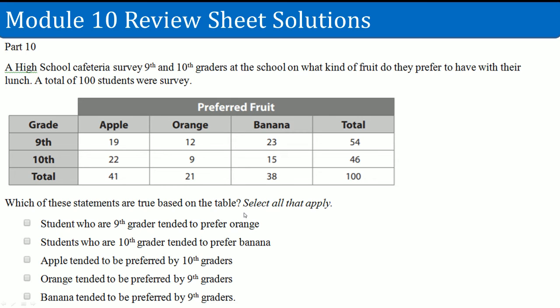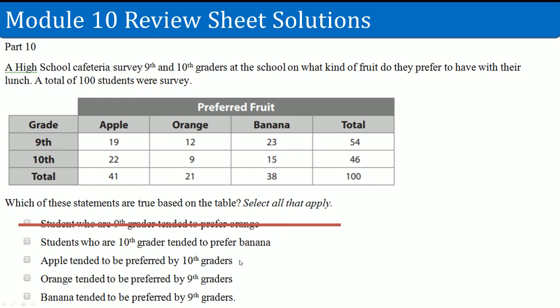Okay. Students who are 9th graders tend to prefer oranges. So just look at the 9th graders. 19 are apples, 12 oranges, and 23 bananas. Do they prefer oranges? Nope. That's wrong. Orange is actually the lowest number.